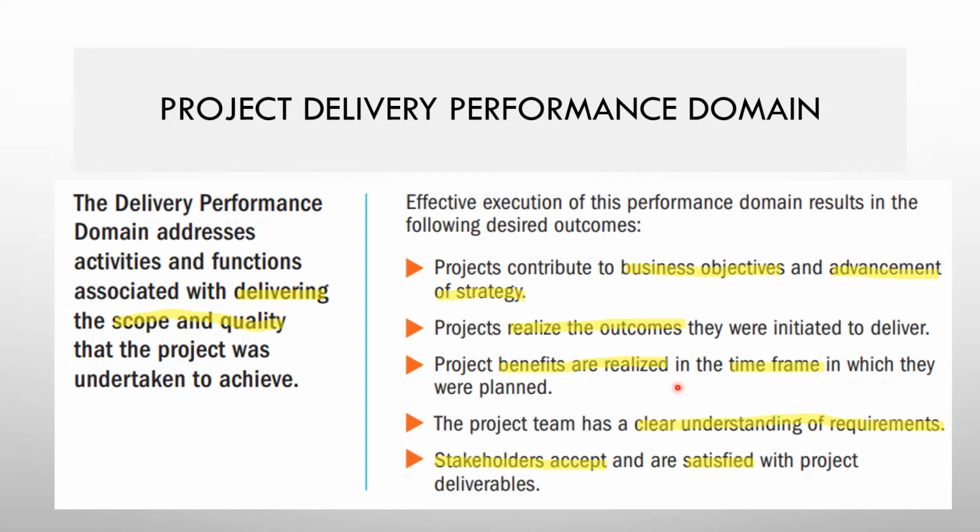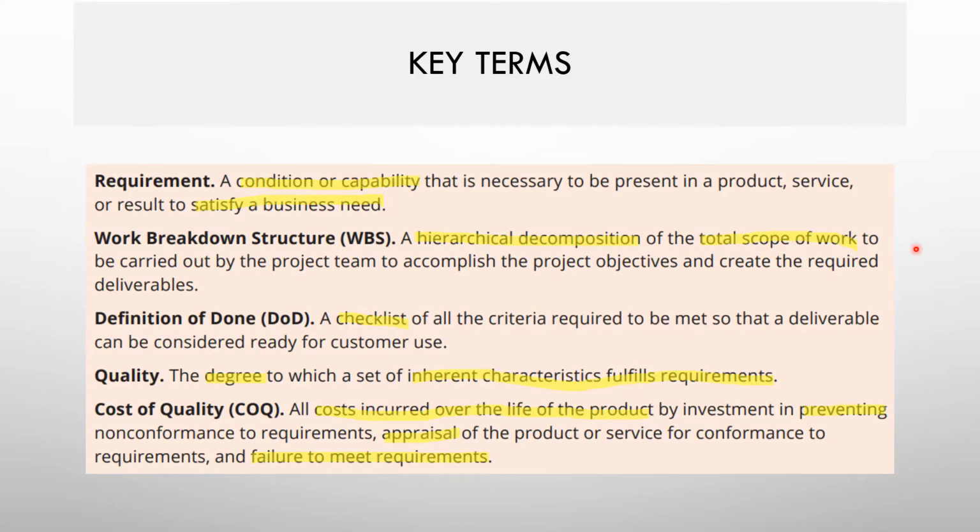The project team should have a clear understanding of requirements. And finally, the acceptance of the project by the stakeholders on all the project deliverables, right? So these are the desired outcomes of effective execution of this performance domain, right? So let's look at the key terms we are going to get introduced to for this delivery domain.